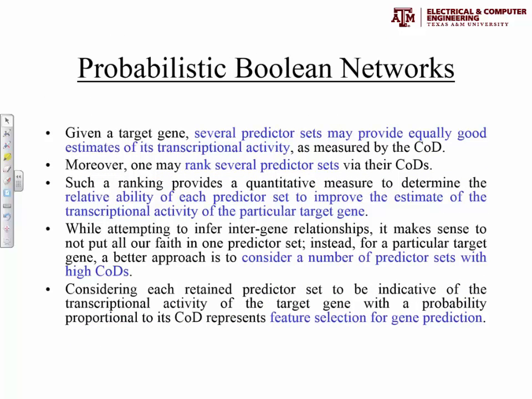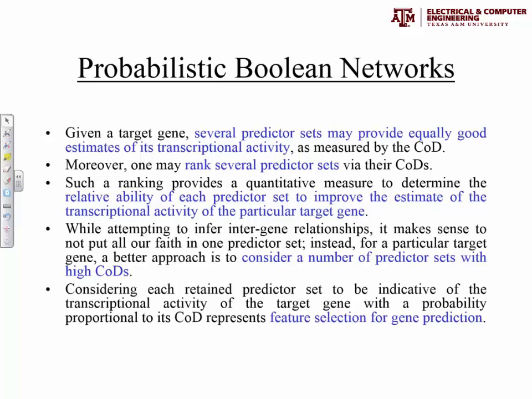Now, starting from this COD information, you can actually build up networks. How? For example, let's say you have 10 different genes. Based on the gene expression data, you find out what the best predictor sets are for each of these genes. Then you assign weights to these different predictor sets and let the network update according to those weights. Given a target gene, several predictor sets may provide equally good estimates of its transcriptional activity as measured by the COD. So given, let's say, P53, there might be many different sets of genes that are able to predict P53 with the same COD.